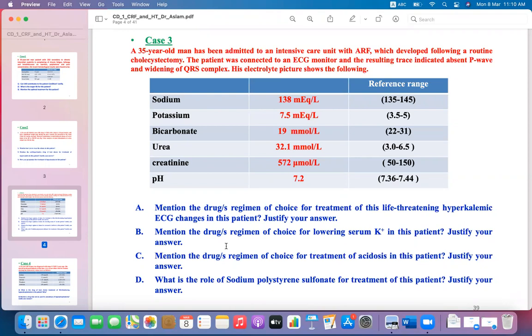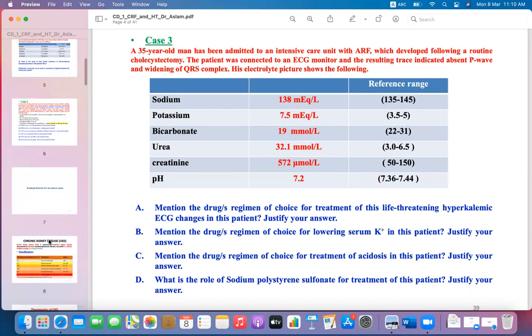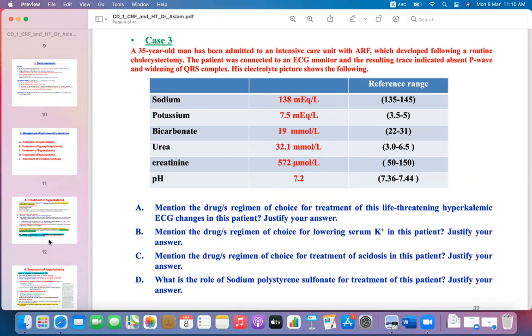Mention the drug regimen of choice for lowering serum potassium in this patient, justify your answer. Mention the drug regimen of choice for treatment of acidosis in this patient, justify your answer. And what is the role of sodium polystyrene sulfonate in the treatment of this patient? Justify your answer. Let us discuss the management of hyperkalemia.